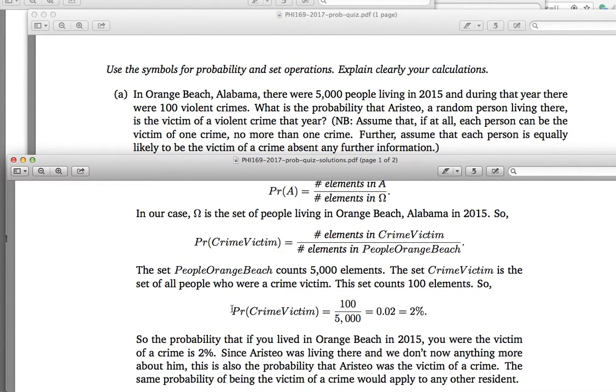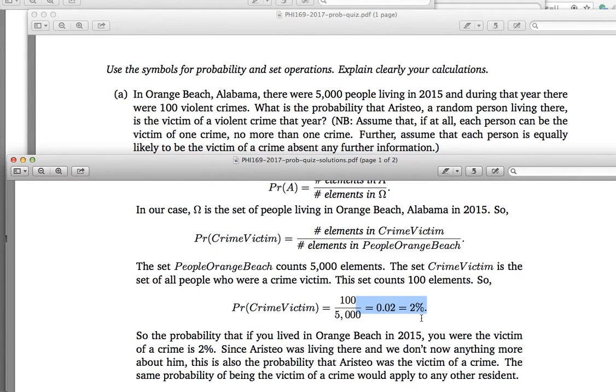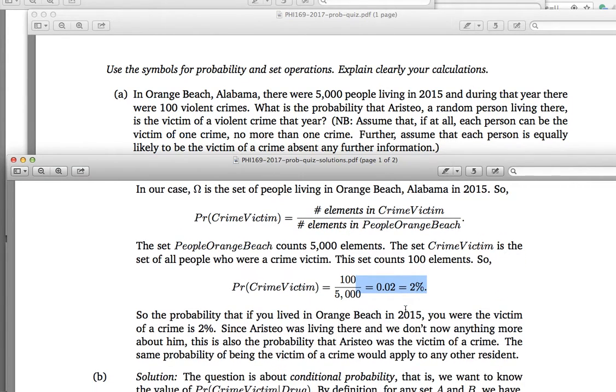So if you go down here, you see that the number of people who were victimized is 100. This is given in the text of the problem. So there were 100 violent crimes, or in other words, there were 100 people who were victimized. And then the total number of people here is 5,000. And so you just do the division and you find out that it's 2%. So the probability I want to know about is 2%.